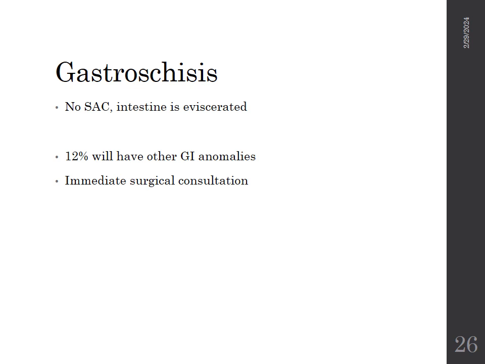12% of the cases, I will really stress on this, have other anomalies, but these anomalies are gastrointestinal. What do I mean by other gastrointestinal anomalies? For example, atresia, whether duodenal atresia or jejunal atresia. So I need to search in these cases for other gastrointestinal anomalies, but usually this is not the problem at the time of diagnosis. In these cases, the first thing is to manage the gastroschisis.